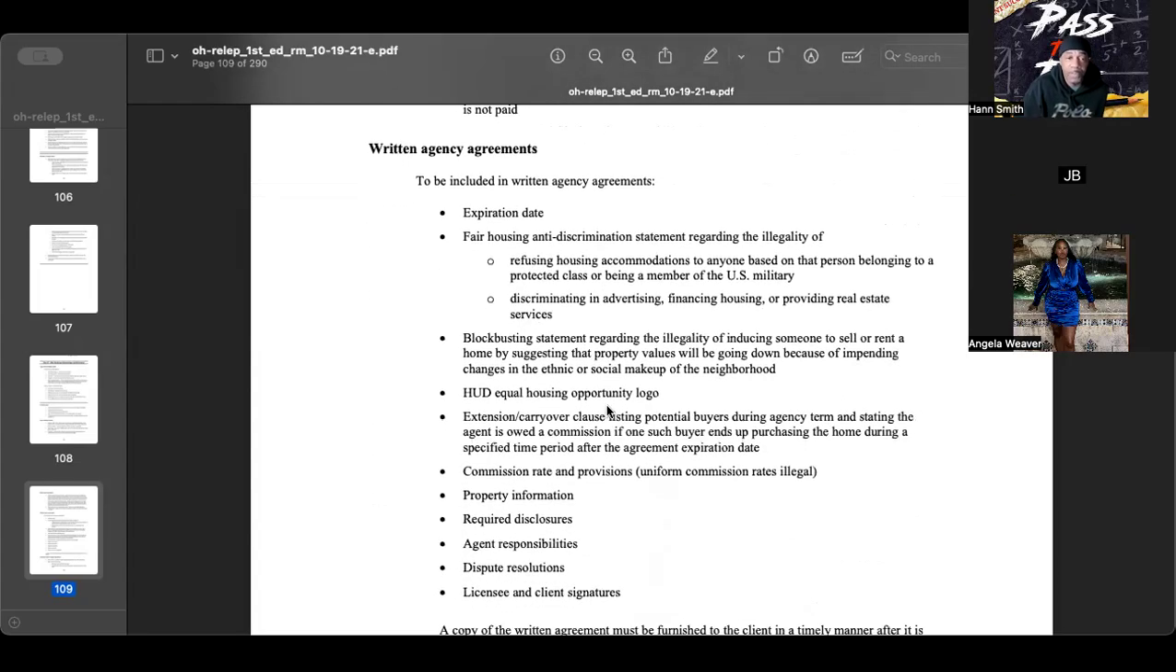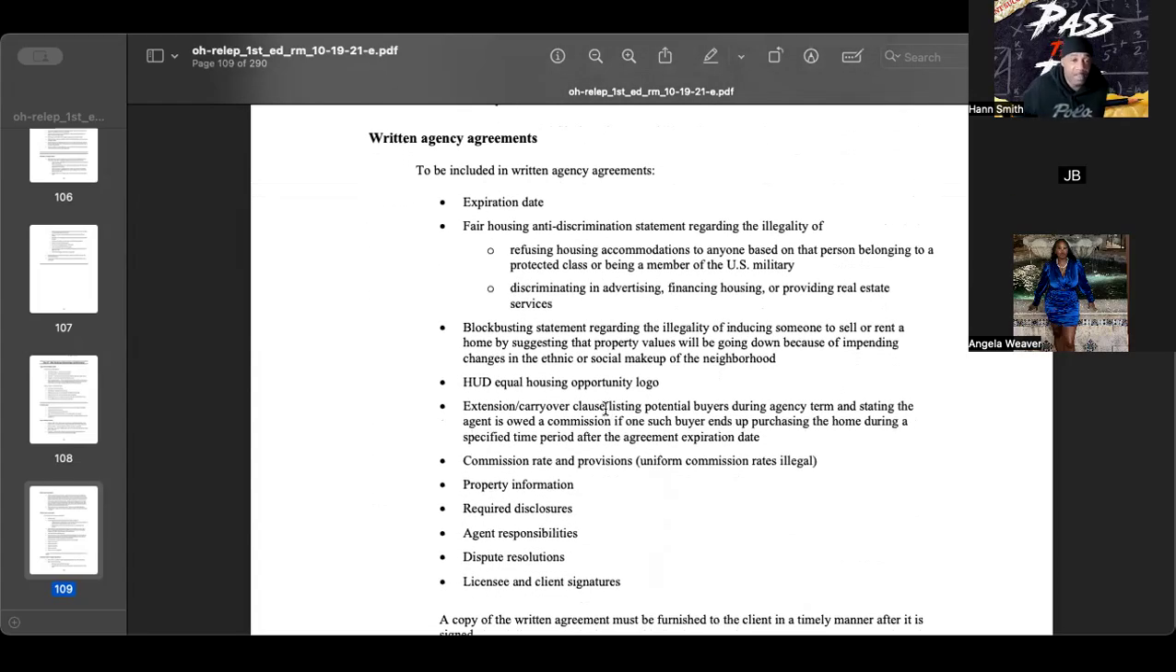Going into written agreements. Now, this goes a little bit into contracts and law. To be included in written agency agreements, you have to have an expiration date. Fair housing and anti-discrimination statements must be in that agreement. It must also have a statement about blockbusting, which is blockbusting sellers. Remember that. We're going to go over that when we get to fair housing, but you can't blockbust anybody but a seller. And that's what we used to call panic selling.